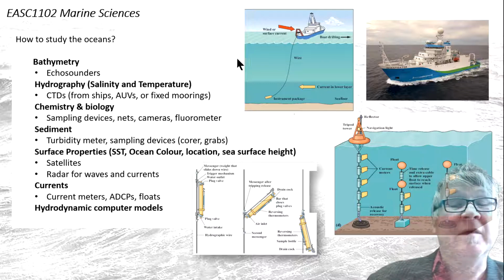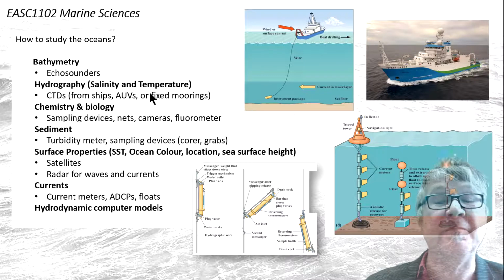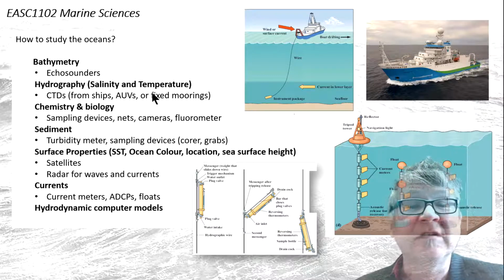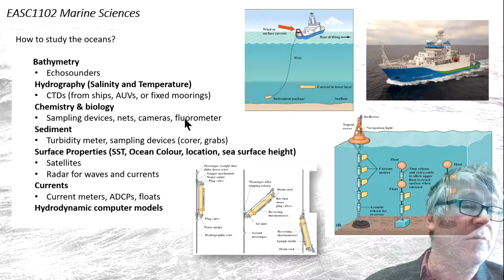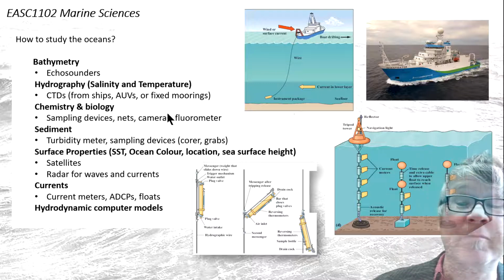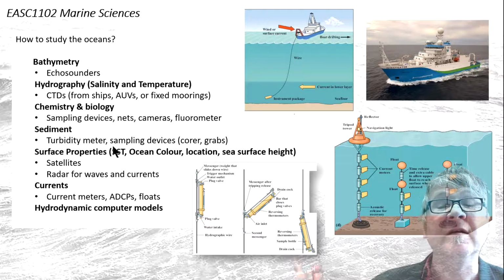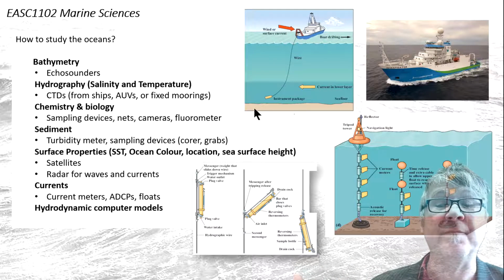Okay. We use chemistry and biology. We need to take samples. We use sampling devices, nets, so-called fluorometers to determine the chlorophyll content of the water column, and we use cameras as well. Sediments, we use something which is called a turbidity meter, sampling devices, and so on.